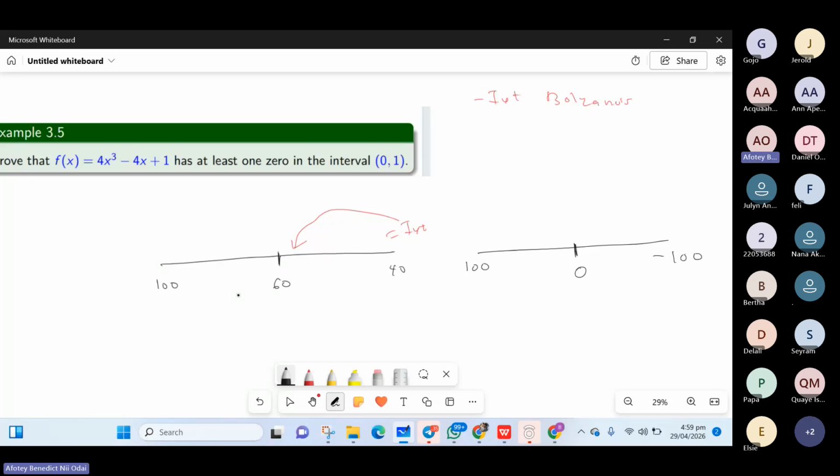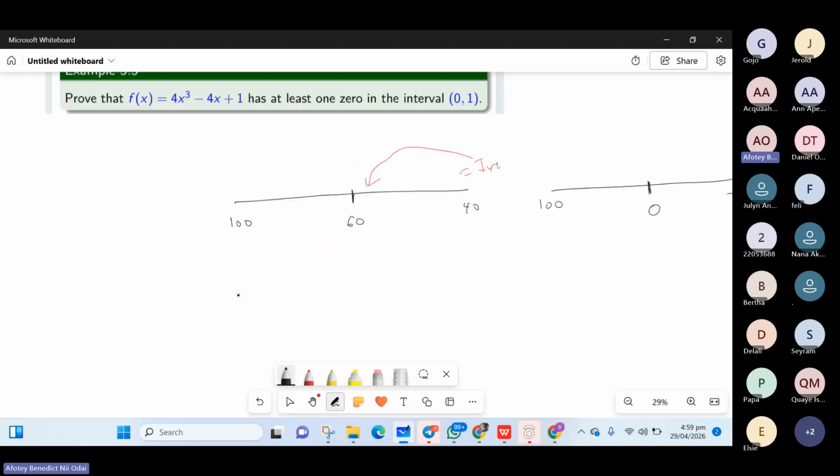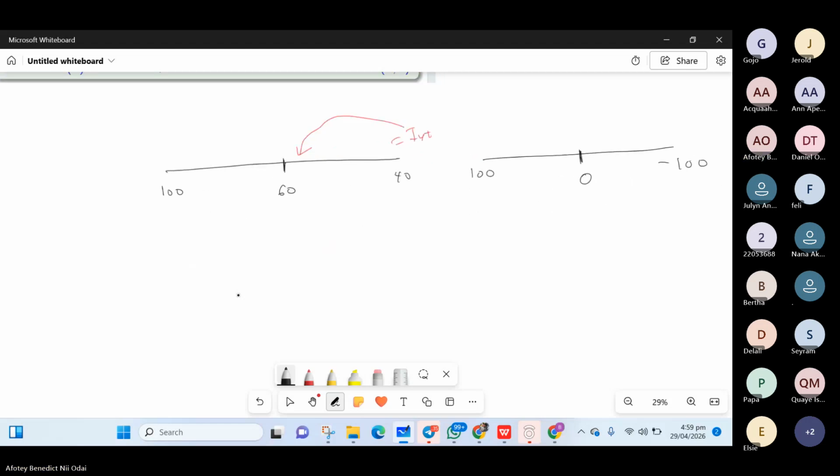Now let's take this graphically. For a function to have a solution, it must be equal to 0. So if you are given a function f of x is equal to 2x plus 1, and you are asked to find a solution to this function, you equate it to 0 and find that x is equal to negative 1 on 2. This is what we have.